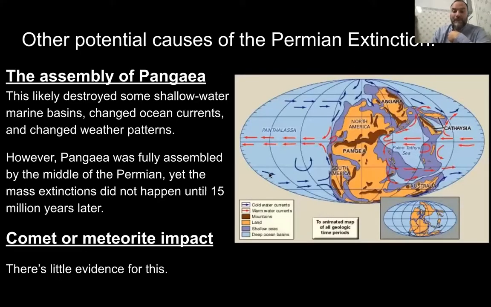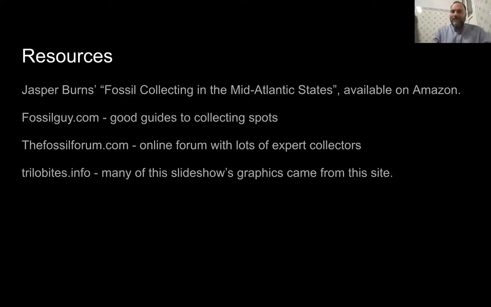There was also the fact that Pangea became a thing there, which meant that a lot of shallow water marine basins, which is where the trilobites lived, there were these shallow Devonian seas, they got destroyed by the continents running into each other. Not good for the trilobites. However, Pangea was fully assembled by the middle of the Permian, but mass extinctions didn't happen until 15 million years later, so not so sure about that. Comet or meteorite impact? Maybe, no evidence. So we might never know.